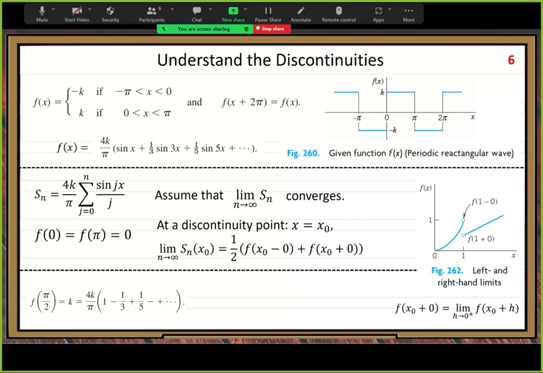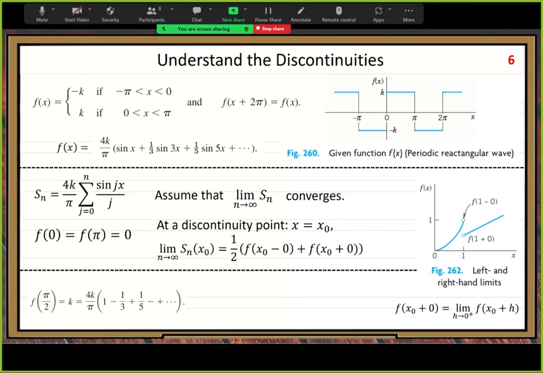What is the summation of that series? This equality is correct because the Fourier series converges at a continuous point to the original function value. Since k is non-zero, can we cancel out that k? After we cancel it, can we get a representation of pi? That's interesting, right?